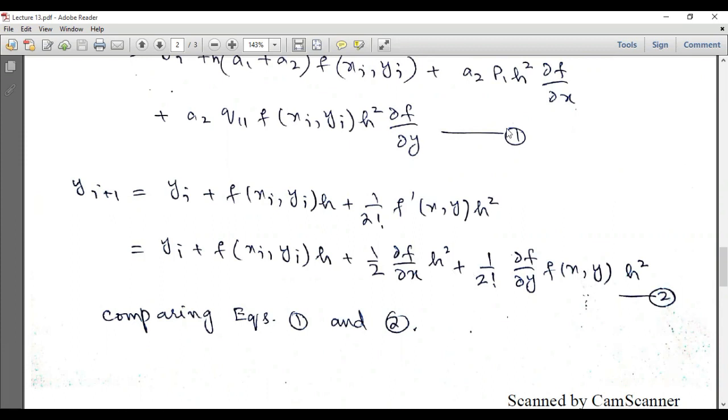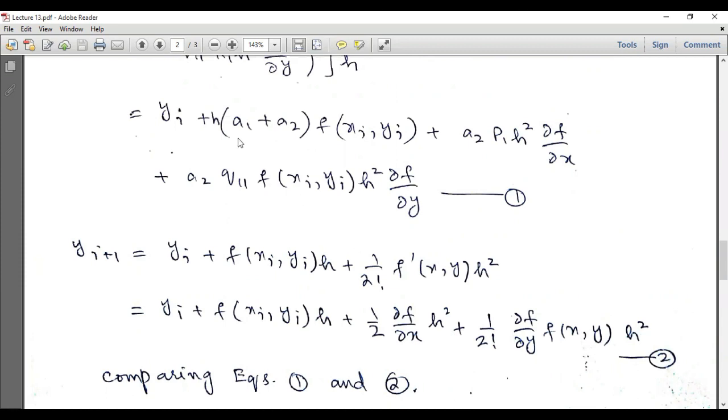Now we can compare equation number 1 and equation number 2, and by comparison we can say that a2 plus a1 is equal to 1. We have f of xi yi over here, and h is also here. It means a1 plus a2 is equal to 1.